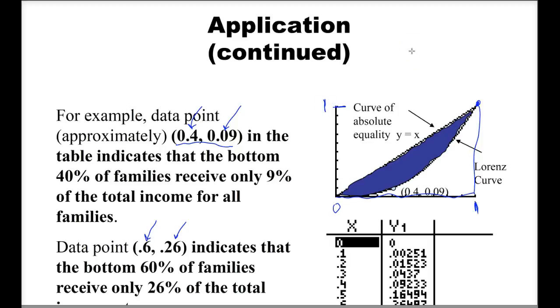And when we talk about the area of a right triangle, the area of a right triangle is just 1/2 the base times the height. And of course, if the base and the height are both 1, then you can see why the maximum area of the Lorenz curve could be 1/2.